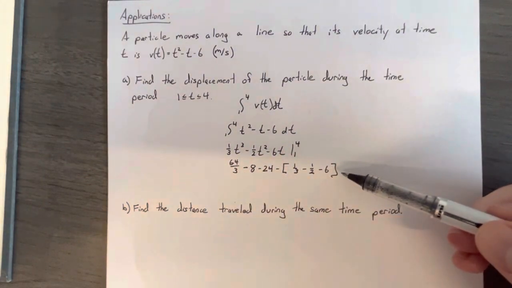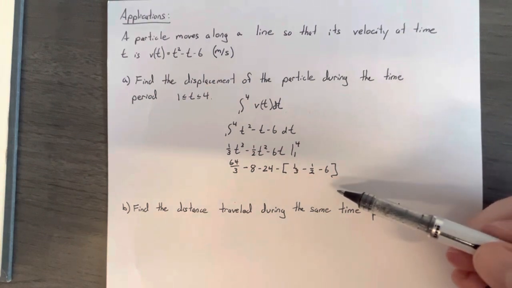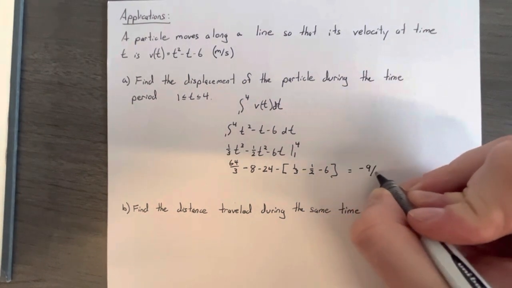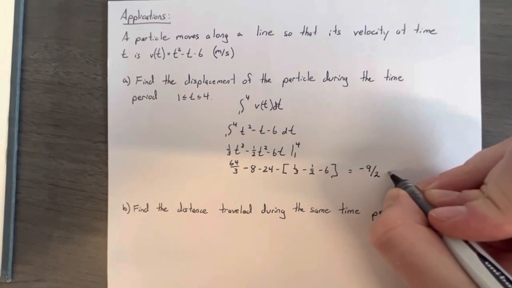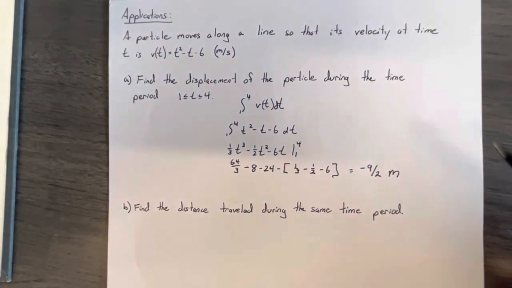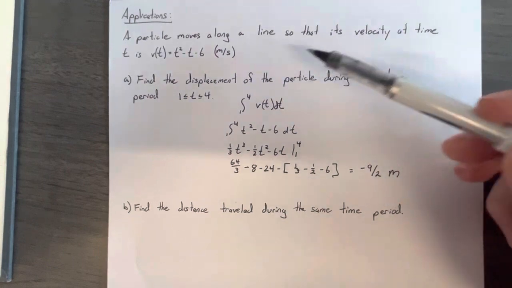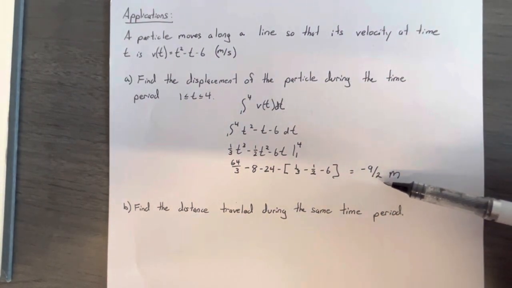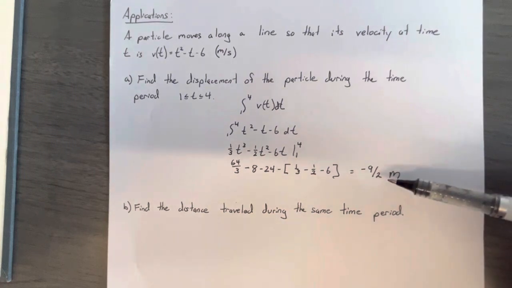If you get here on my tests or quizzes, this is like 9 out of 10 points. Then you have to actually go through, plug all these in, and see that we're getting negative 9/2, and this is going to be meters. So what this means in this particle moving context is that from 1 to 4 seconds, the particle in that time period has moved back 9/2 of a meter. So 4.5 meters.